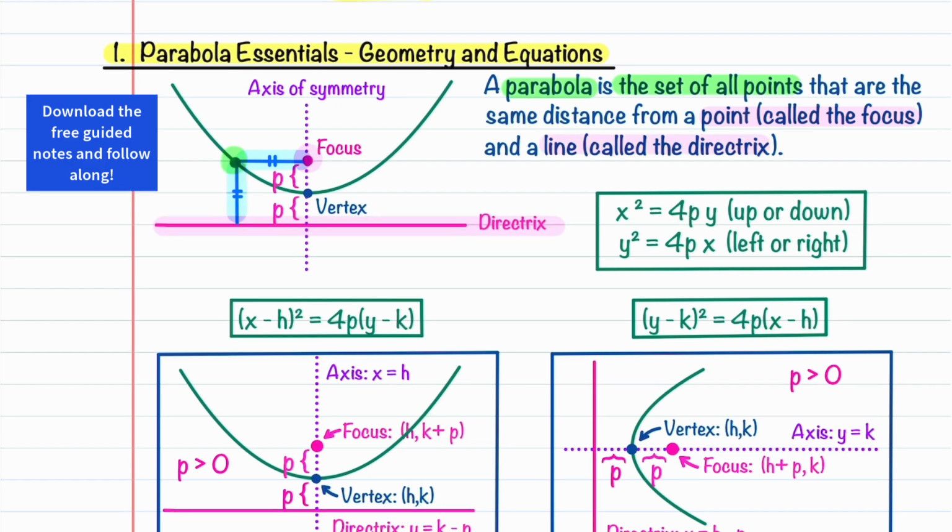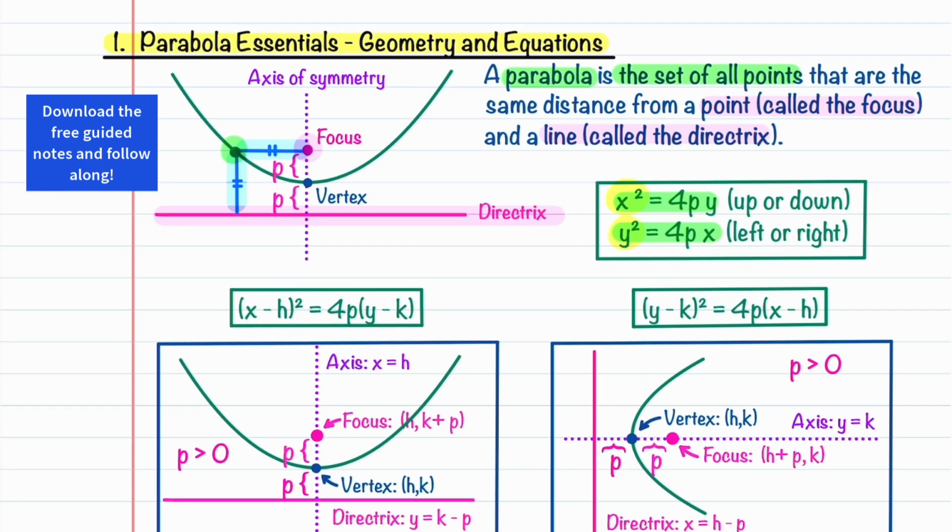If a parabola opens upward or downward and its vertex is at the origin, it can be described by this equation. And then if a parabola opens to the left or to the right and its vertex is also at the origin, it can be described by this equation. If a parabola opens up or down, you have an x squared, and if it opens to the left or the right, you have a y squared. These are the key equations that you'll need to know and may want to memorize.